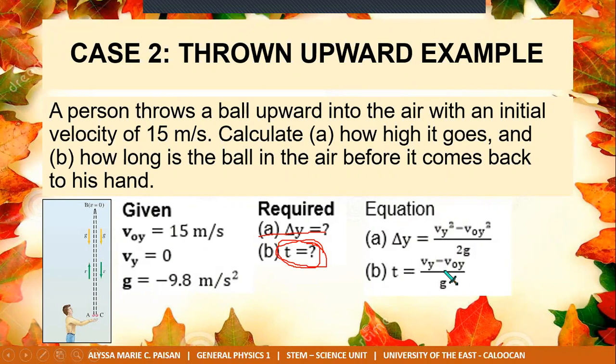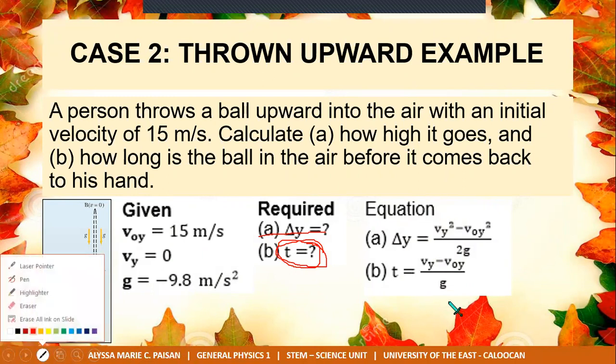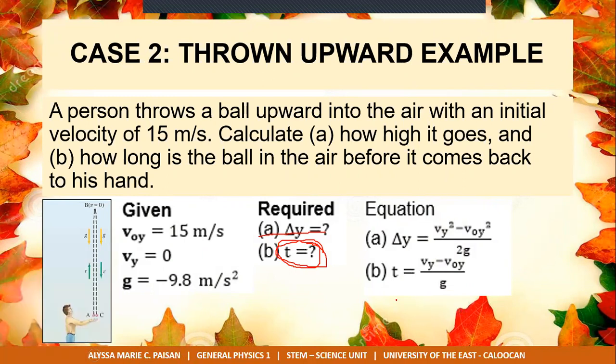Ayan, so saan ito galing? Galing siya doon sa unang equation natin, which is yung v y equals v naught y plus g t. Wherein, we transpose the v naught y to the other side, kaya negative na siya, no? And then, to get an expression for t, we divide both sides by g. Ayan. So, ito na ang kinalabasan niya.